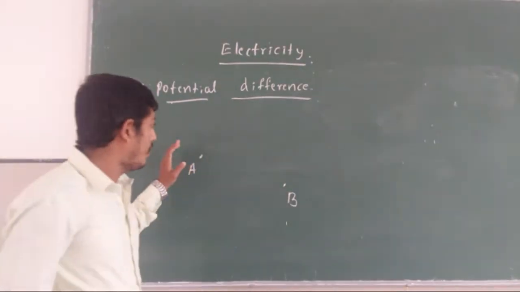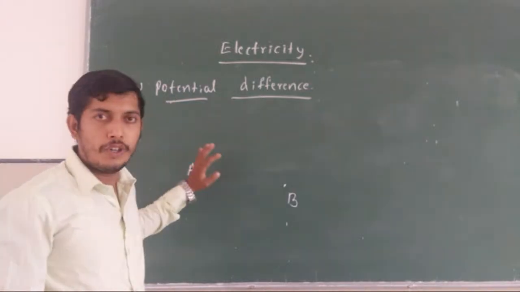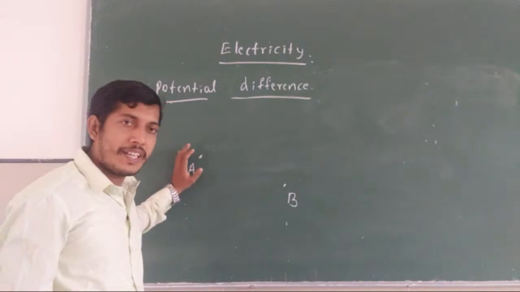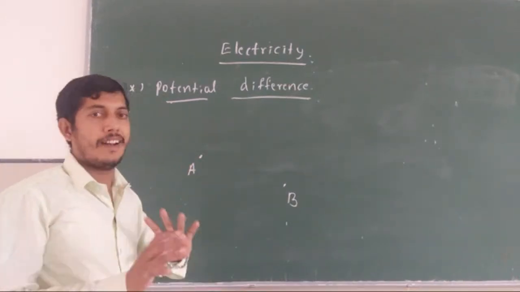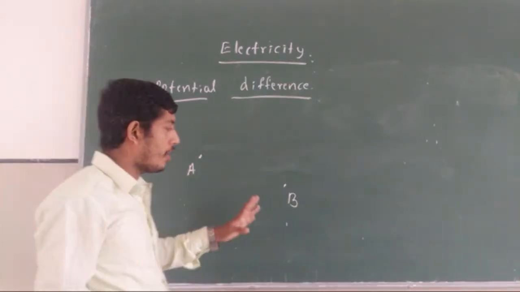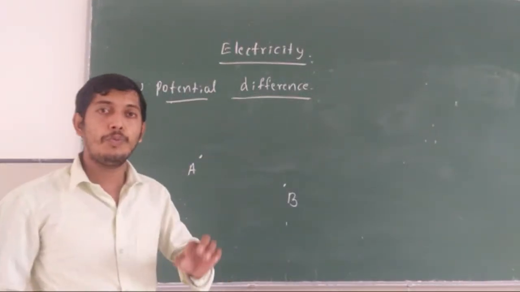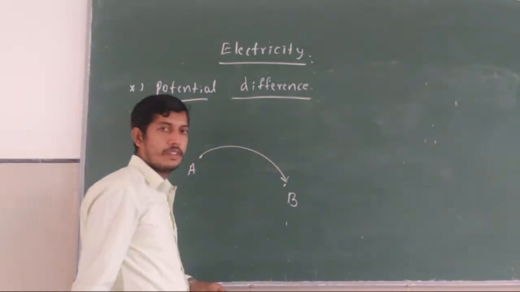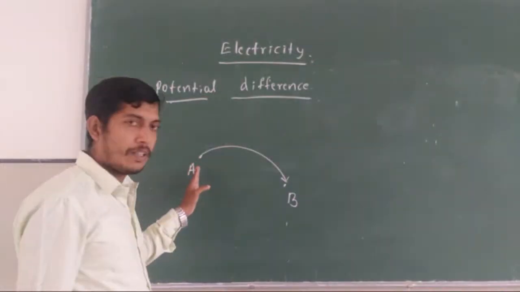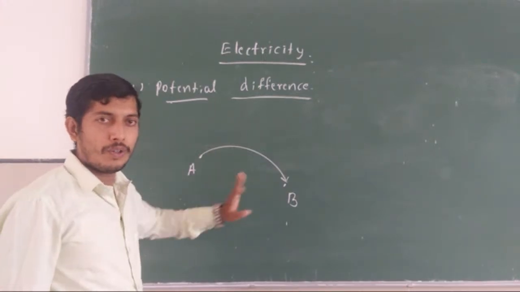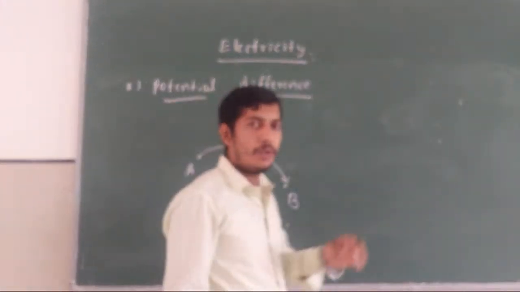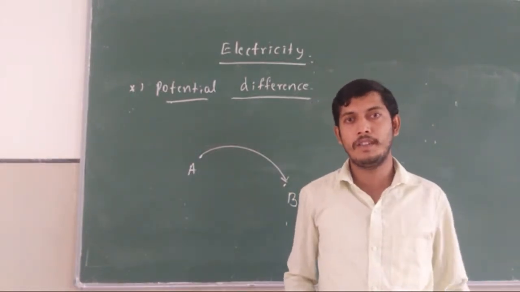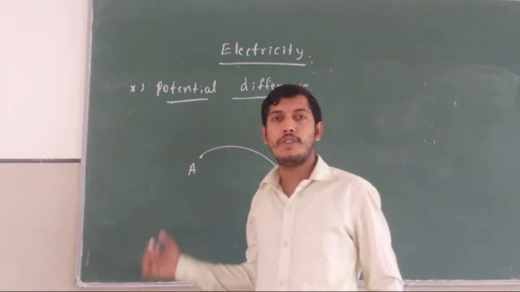So I consider 2 points, point A and point B. In point A there are some free electrons, and in point B there are some free electrons, and I want to move a single electron from one point to another. That means I am considering point A and one electron from point A, and I will take that to point B. So now, what is meant by potential difference?